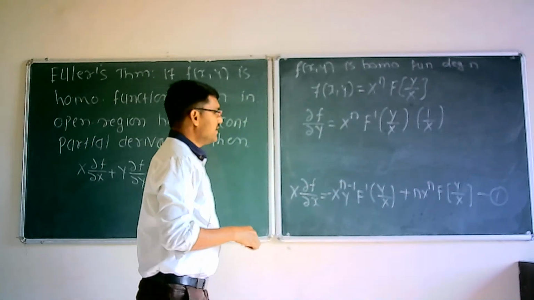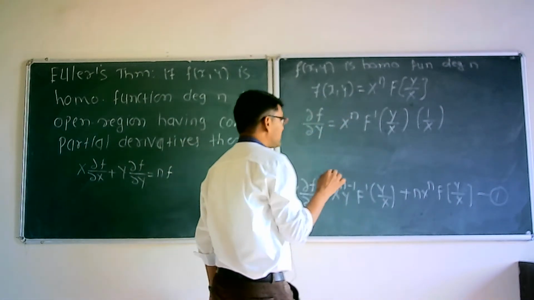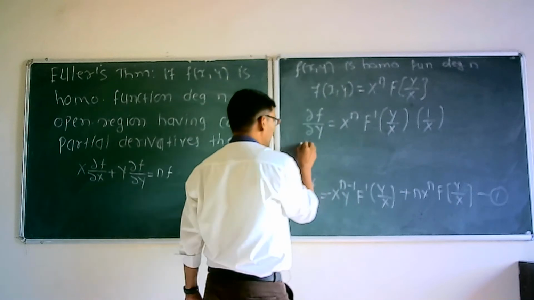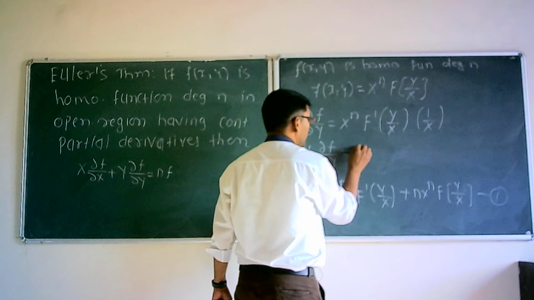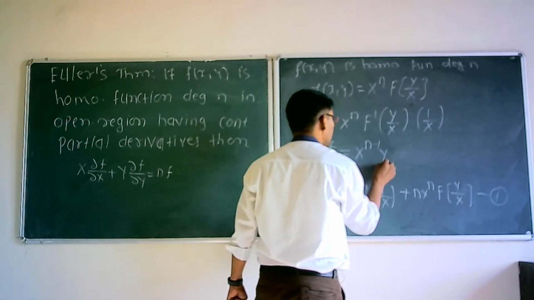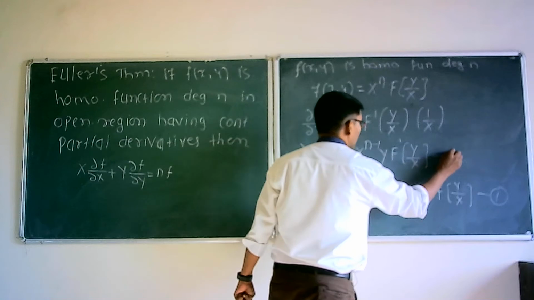Now if you simplify, x raised to n divided by x becomes x raised to n minus 1, and multiply by y. So y times partial derivative of f with respect to y is equal to x raised to n minus 1 y f dash of y by x. So this is equation number 2.